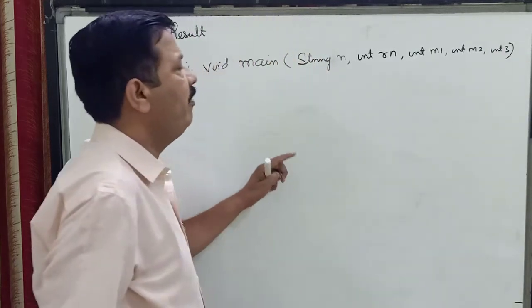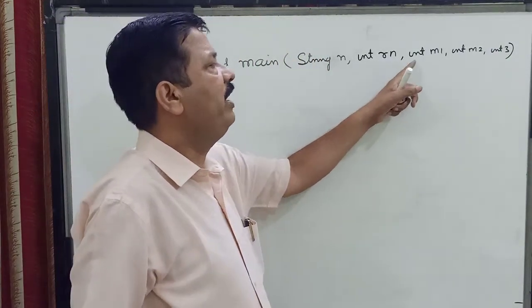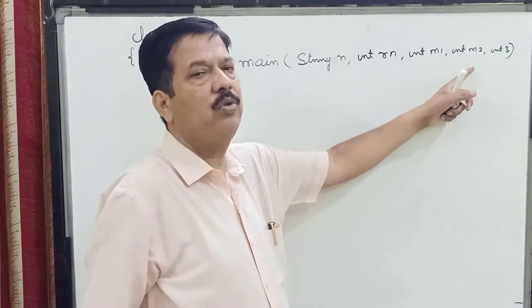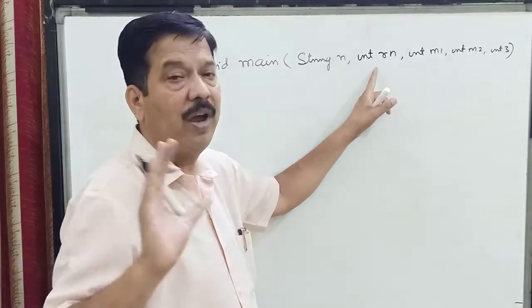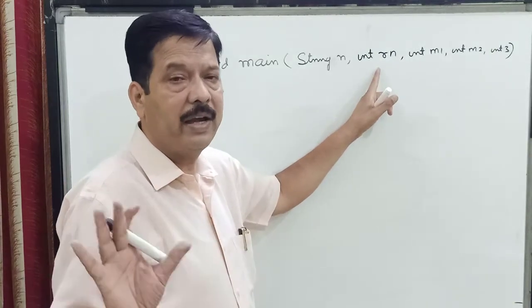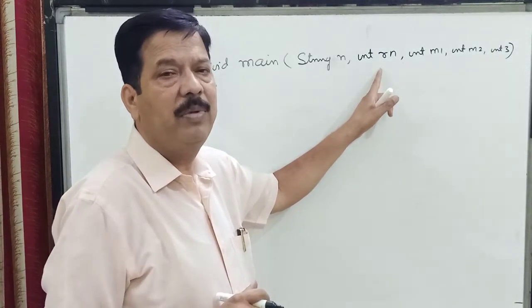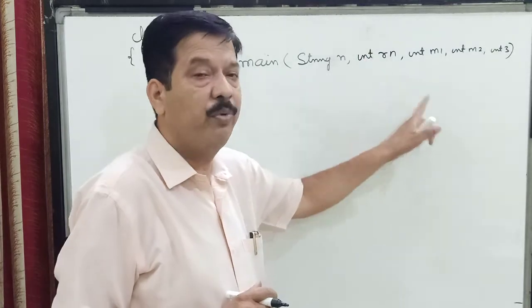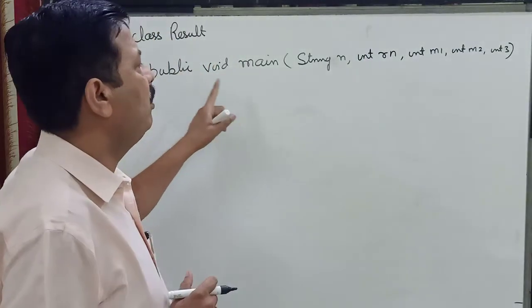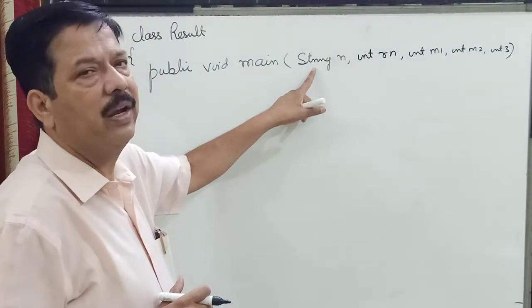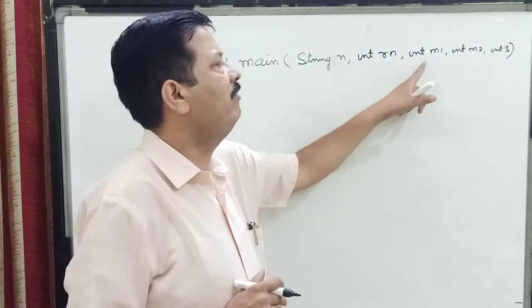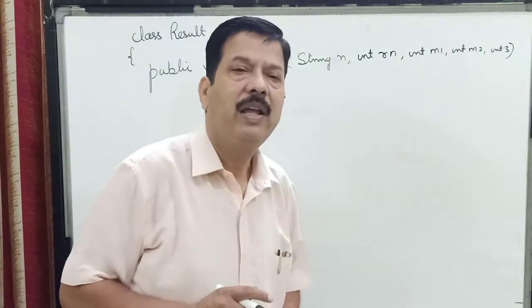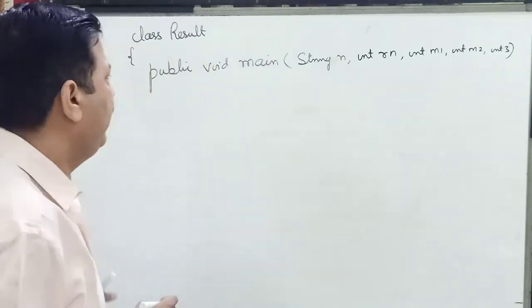Now children, you have to be very careful. Even if all these values are of type integer, you cannot write one int and then write Rn, M1. You have to separately write the data type of all these variables which you are using over here in the input statement. So I hope you have followed this input statement: String n to enter the name, int Rn to enter the roll number, and M1, M2, M3. These are the 3 marks of 3 different subjects.